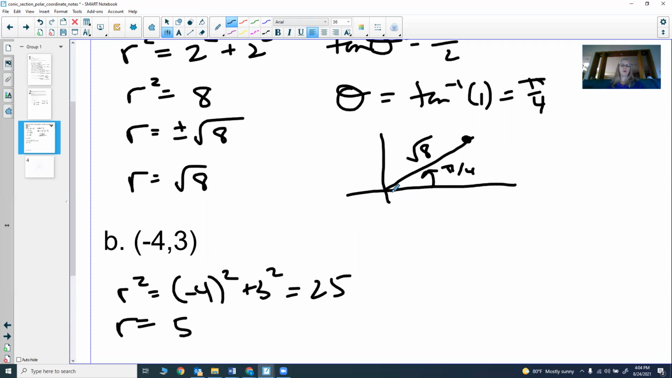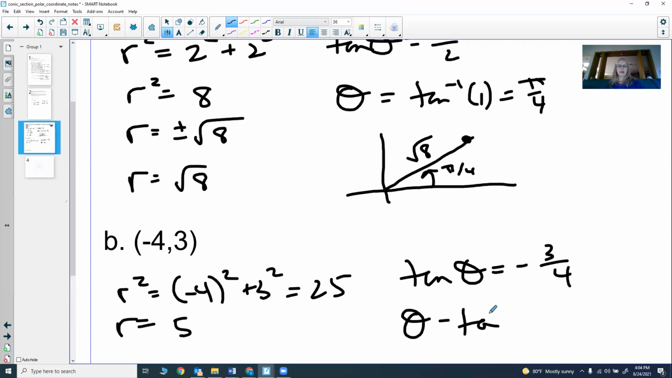You couldn't use pi over 4. You'd have to use a different angle to get the right value. But we're going to usually let it be positive. So here's my r is 5. Again, my tangent of theta would be -3 over 4.